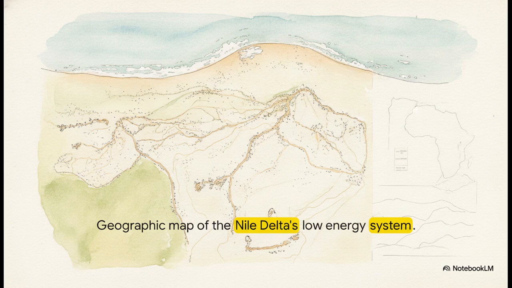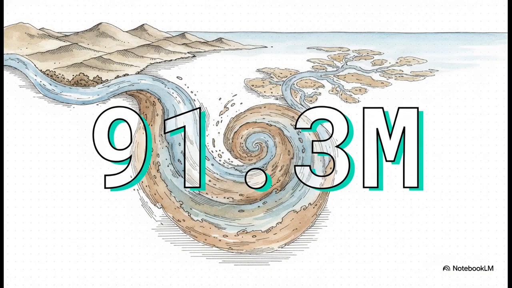Unlike the deep North Sea, the shallow Mediterranean shelf forces incoming waves to lose their energy, which makes the water drop the immense load of sediment it carried all the way from Central Africa. We are talking about an absolutely staggering 91.3 million tons of sediment yielded annually, primarily from the Blue Nile in Ethiopia. Historically, this number is what built the entire delta system.